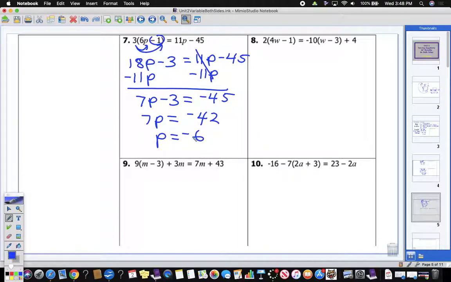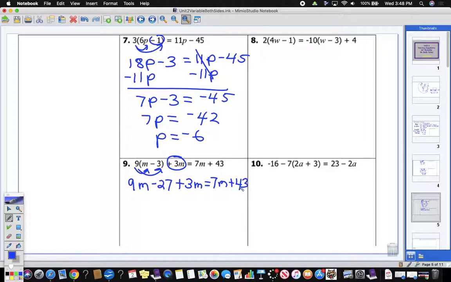All right, number 9, we will distribute first to get rid of parentheses. Anytime there's parentheses, we do that first. Now notice this part right here, that's not part of the parentheses. We're just going to hook that on at the end. So 9 times m is 9m. 9 times a negative 3 is a negative 27. And then I hook that plus 3m on. And that's equal to 7m plus 43.